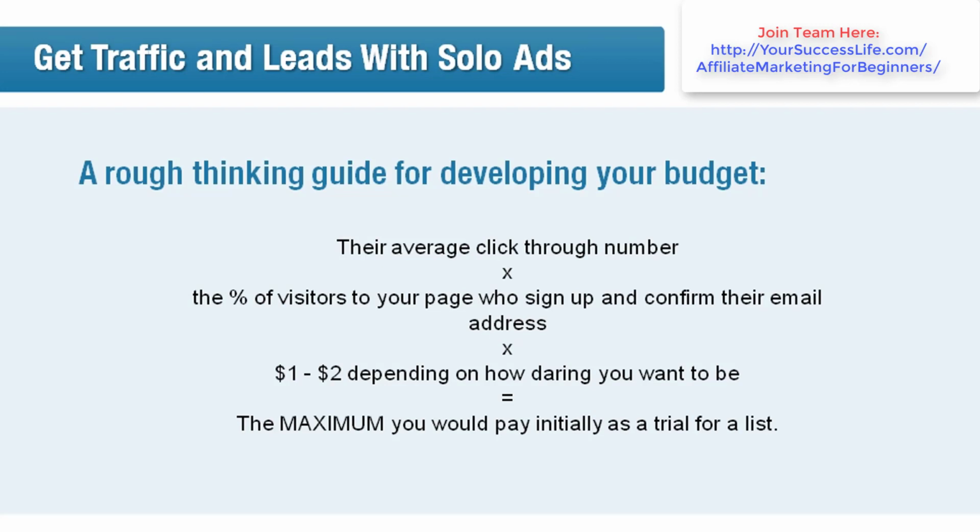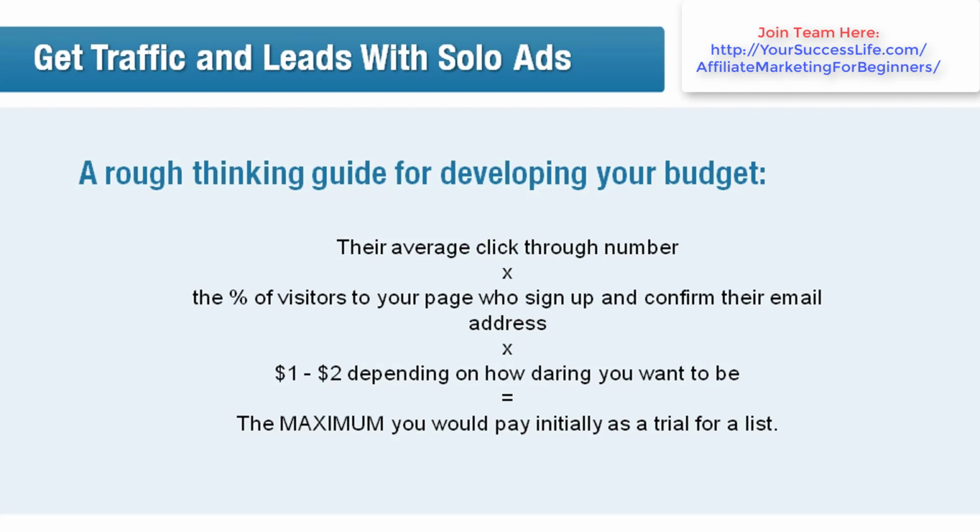Obviously you would aim for less, and then there's a bit of haggling. If you haven't had many visitors to your page and you don't know what proportion normally sign up and confirm their email address, then use 25% as a rough guide. So it'd be 25% of their average click-through number times 1 or 2.